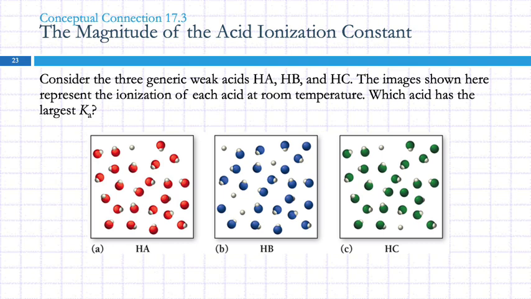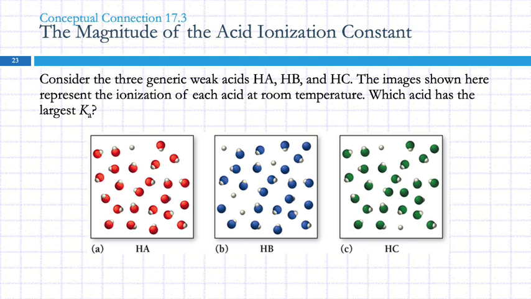Okay, magnitude of acid ionization constant. So here we've got three generic weak acids, and the images are showing how they're ionized at room temperature. Which acid has the largest Ka? Well, let's think about, what does a large Ka mean? It tells us about the balance of the equilibrium, right? Is it going to favor the products or the reactants? High Ka favors the products. So here, larger Ka, we're looking for the one that has more products, right?